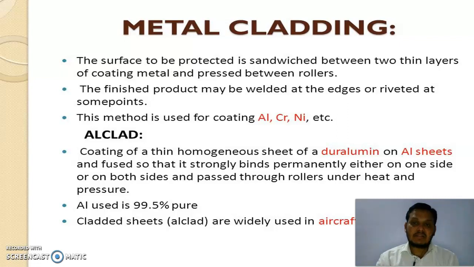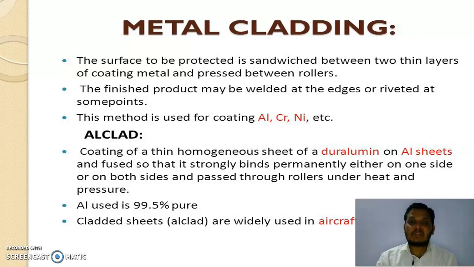Then the next one is the copper cladded steel used in electrical industry. Why is copper cladded steel used in electrical industry? Because it has good electrical conductivity. So these are the applications of your metallic cladding process, right?